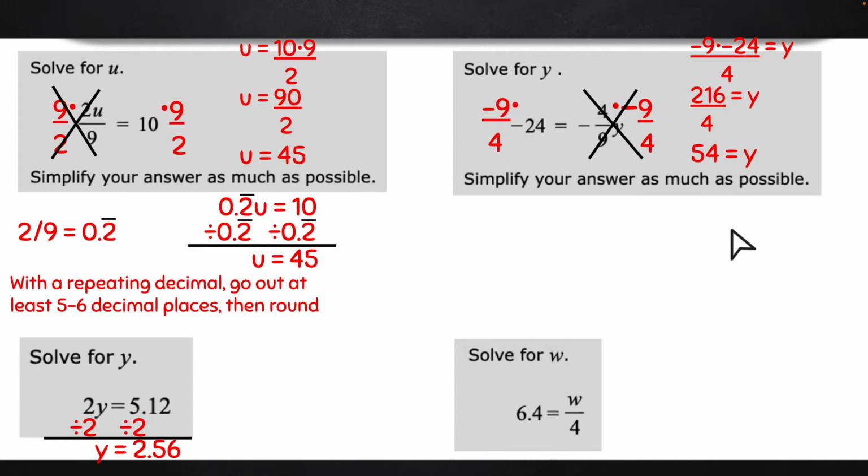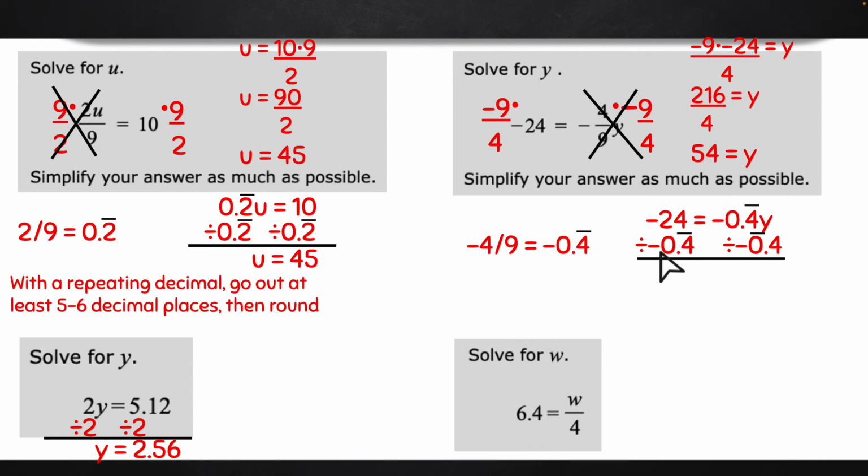All right. So I do show you the fraction again. I know right away because it's a 9 that I'm going to end up with a repeating decimal. So when I go through and I do this, it's negative 24 equals negative 0.4 repeating times y. I'm going to divide by that repeating decimal. And remember, when you do this, you want to go negative 24 divided by negative 0.4. Go out at least like 4 or 5 decimal places. I said 5 or 6, so just go out quite a few so that you know that it's going to round, because then you'll see the number 54.000, and then you'll have some other numbers that you can just account to the fact that you rounded.